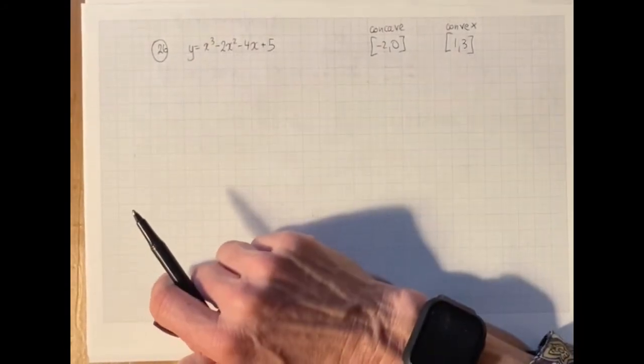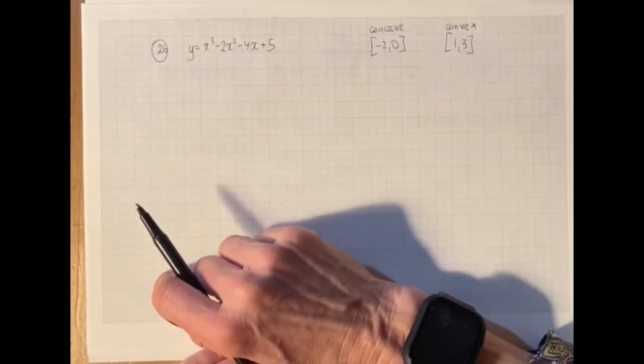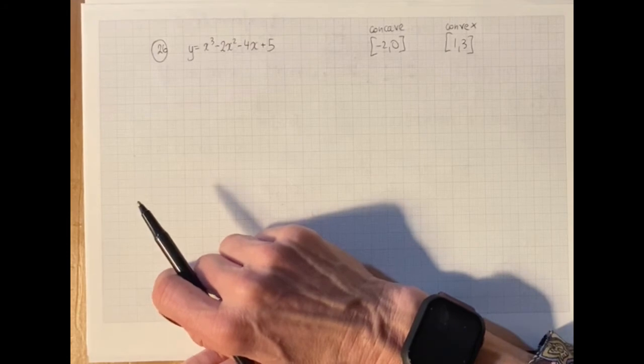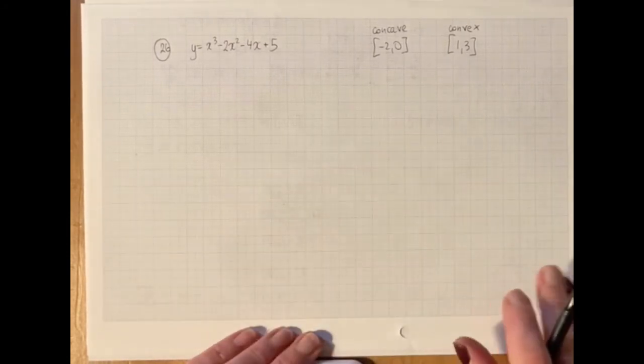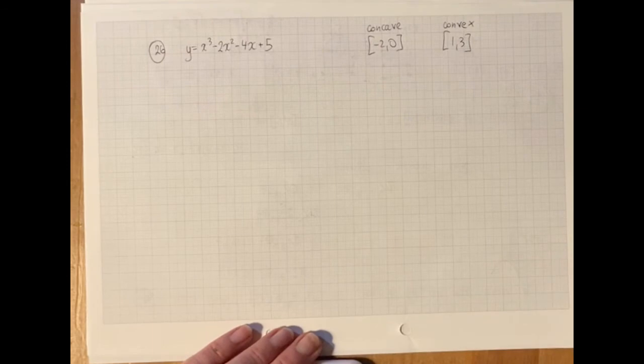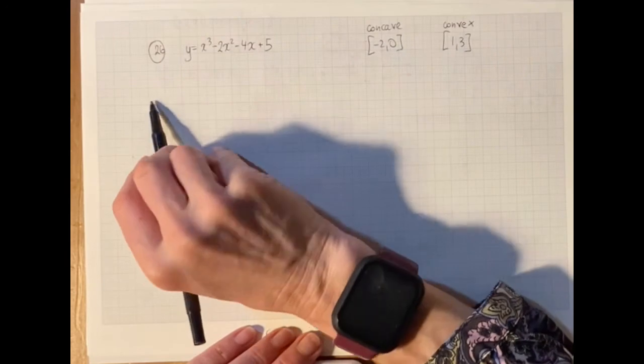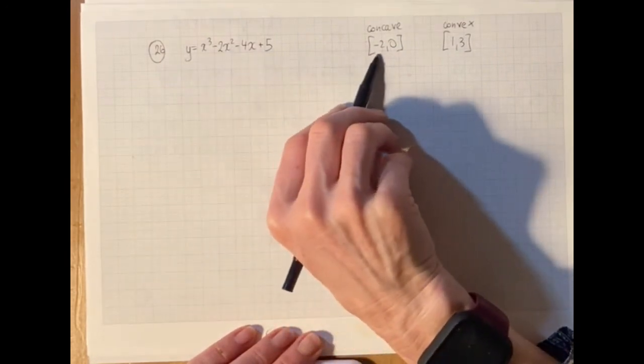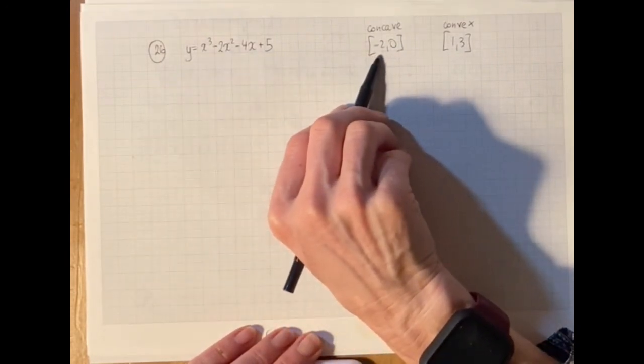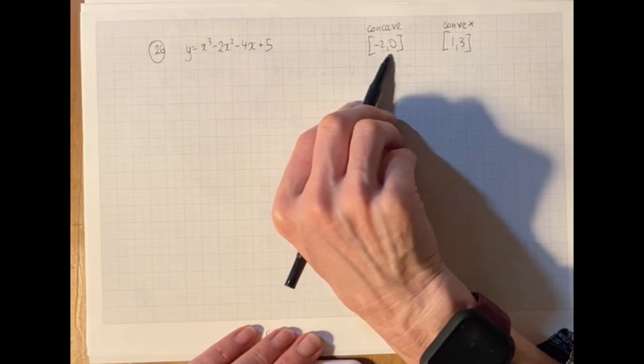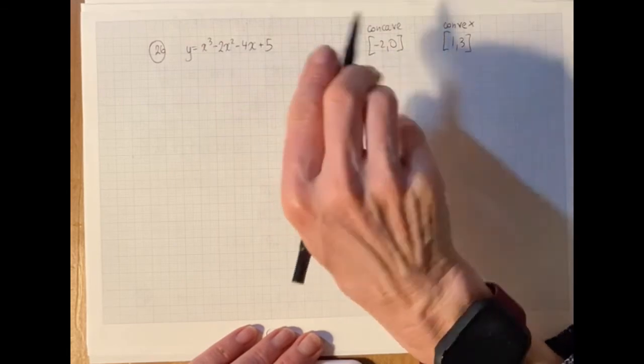Let's have a go at example 26. So here we are going to look at points of inflection. Remember, points of inflection, from what I said before, are those where the second derivative changes from positive to negative or negative to positive, so when it's equal to 0. In the first part, we need to show that the function is concave on the interval minus 2 to 0 and convex on the interval 1 to 3.